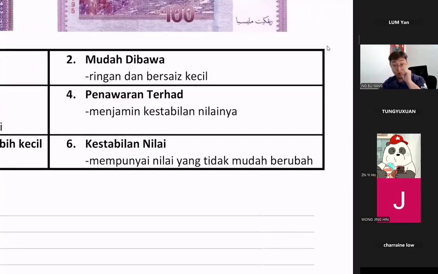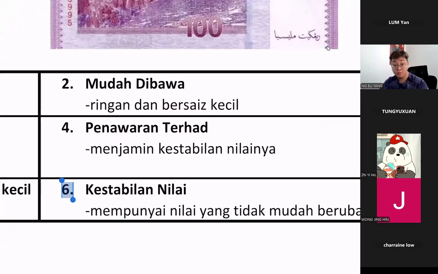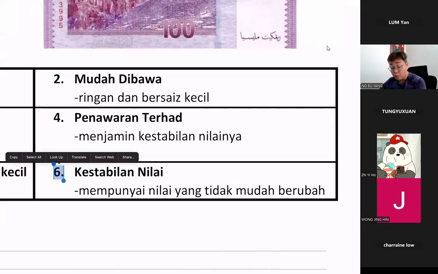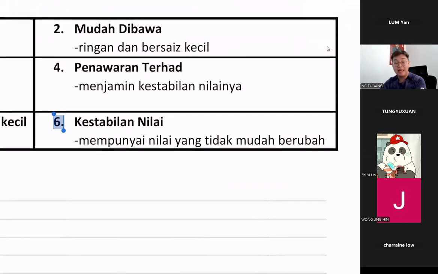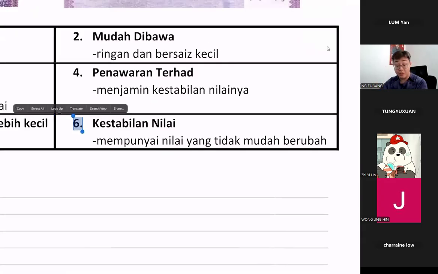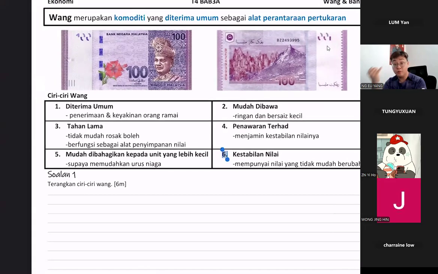So if you wanted to huraikan the kestabilan nilai, so I prefer you guys to huraikan the number 6 ciri by your number 4. Nilai yang stabil for what is because penawaran yang terhad. So how do we elaborate for penawaran yang terhad? We're using nilai wang yang stabil. So which means we are using number 4 and 6, these two ciri, to huraikan for each other. So which means you just try to memorize the other formula. Diterima umum, mudah dibawa, mudah dibahagi, dan tahan lama.